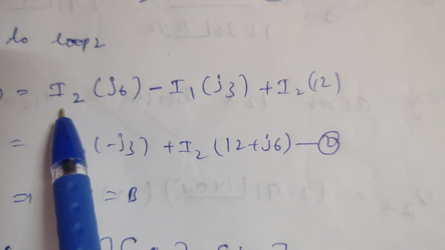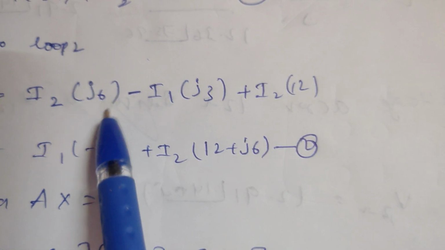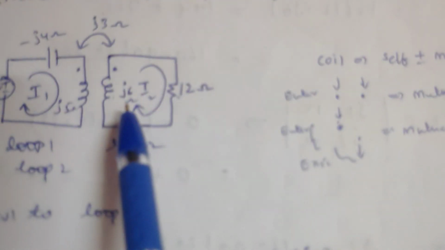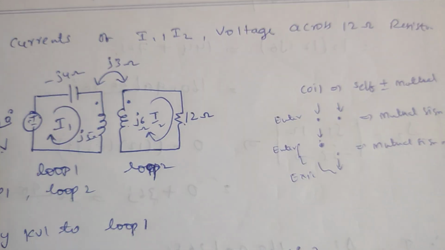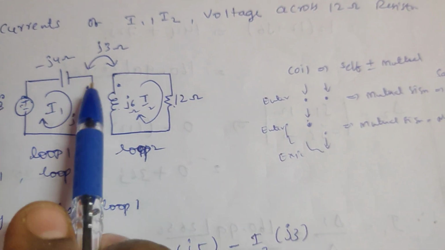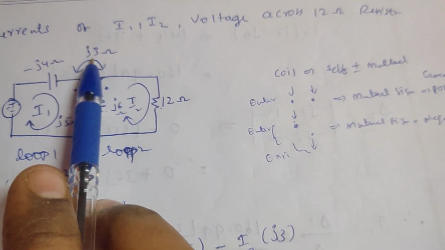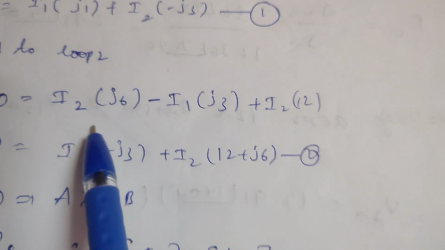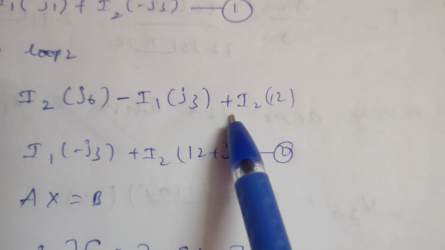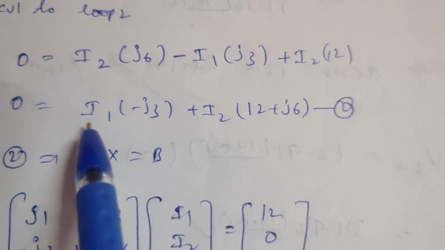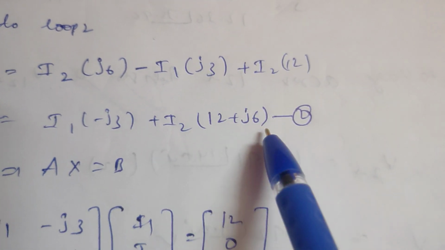Again here, the self value is I2 into j6, and the mutual value is minus I1 into j3. The drop across the 12 ohm resistor is I2 into 12. So this is I2 into j6 minus I1 into j3 plus I2 into 12. To simplify it, 0 is equal to I1 of minus j3 plus I2 of 12 plus j6.